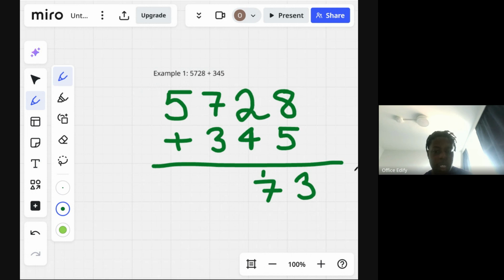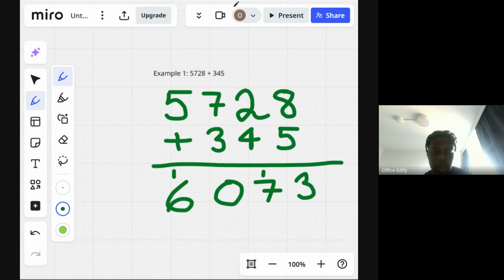We work from right to left, and the next column is the hundreds column. So what we do is 7 plus 3, which is 10. So we put a 0 here, and we carry across the 1 to the thousands column. So we do 5 plus 1, which gives us 6. And that gives us our answer of 6,073.